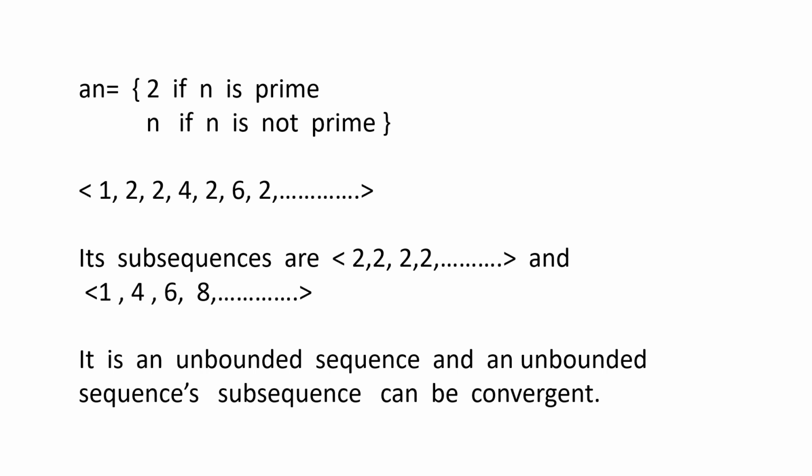If an is equal to 2 if the number is prime, and the number itself if the number is not prime, then the sequence is 1, 2, 2, 4, 2, 6, 2 and so on. Its subsequences are 2, 2, 2 and so on, and 1, 2, 1, 4, 6, 8 and so on. It is an unbounded sequence, and an unbounded sequence's subsequence can be convergent.